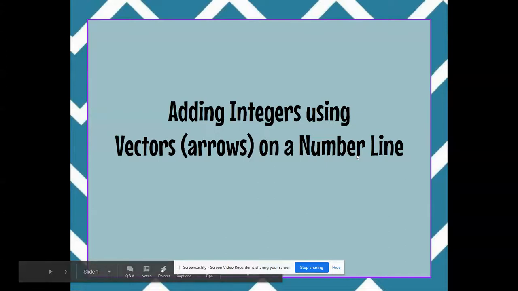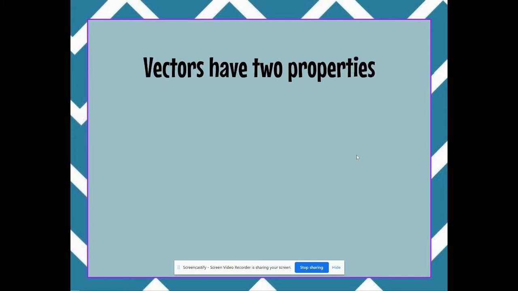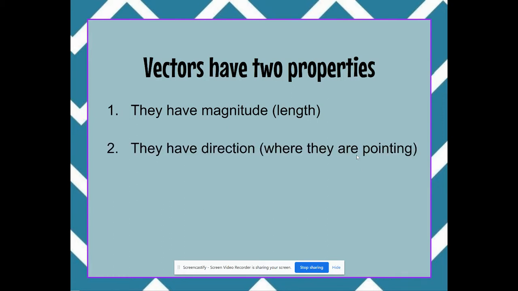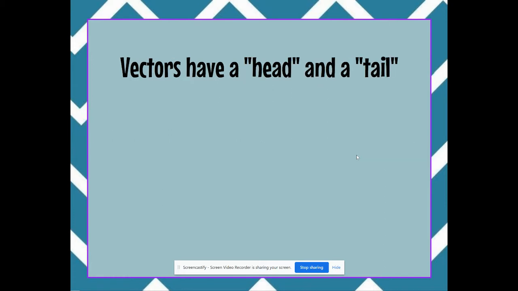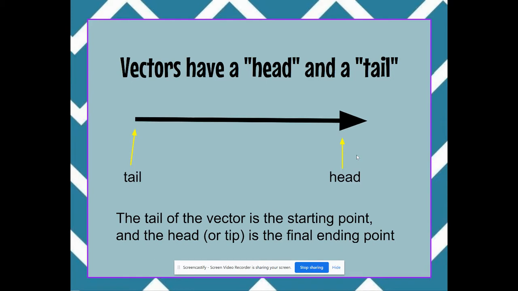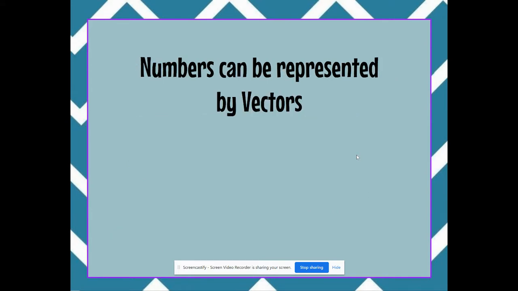In this video, I'm going to show you how to add integers using vectors on a number line. Vectors have two properties. They have magnitude, a length, and they have direction, which way they're pointing. Vectors have a head and a tail. The tail of the vector is the starting point. The head, also called the tip, is the final ending point of the vector.